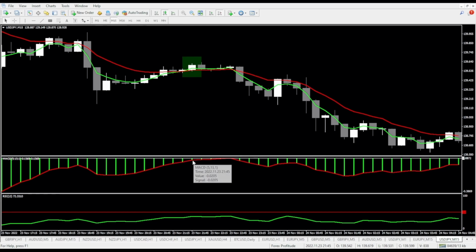Now we have the MACD remaining below the 0 line this whole time. We've got the RSI remaining below the 50 level this whole time. So what we're looking for now, because all 3 sets of indicators aren't in agreement, we're looking for all 3 sets to come back into agreement. And that happens on this candle right here. This gray candle gives us that shorting opportunity.